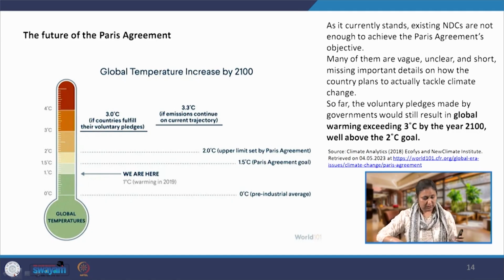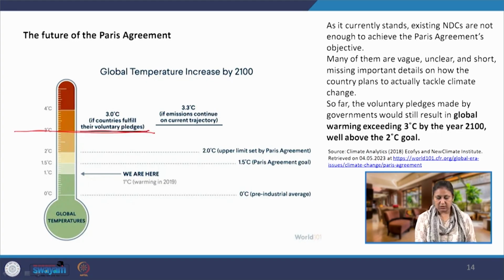So, if you look at this particular graphic, the targets that the countries have set for themselves, even if they are able to fulfill all those targets, we are going to reach a 3-degree rise, is what our models tell us, which clearly tells us that the targets that countries have set for themselves are not enough. We need to set stricter, more stringent, more challenging targets to reduce the greenhouse gas emissions.